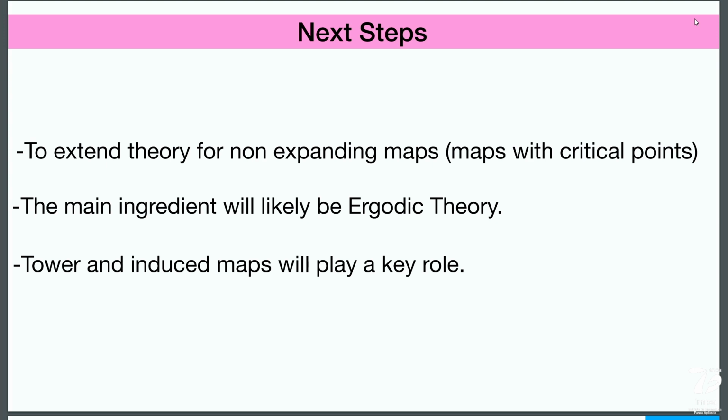So the idea is to try to extend this theory for non-expanding maps, so maps with critical points. And I believe that the main ingredient will be ergodic theory. A good target would be to understand the topological classes of Collet-Eckmann maps, for instance, where the critical point is not an analytic point in the map. So we have some non-flat critical point, but not analytic. And I guess the tools will be towers and inducing schemes to get rid of the critical point and solve the cohomological equation in some way.